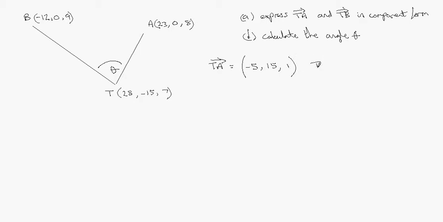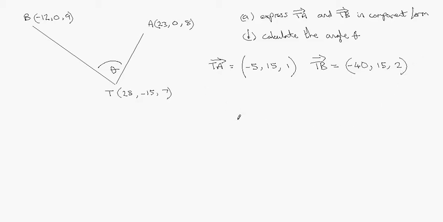And for TB, similarly, we take the B coordinates minus T coordinates, so minus 12 minus 28 gives us minus 40. 0 minus minus 15 gives us plus 15. 9 minus 7 gives us 2.